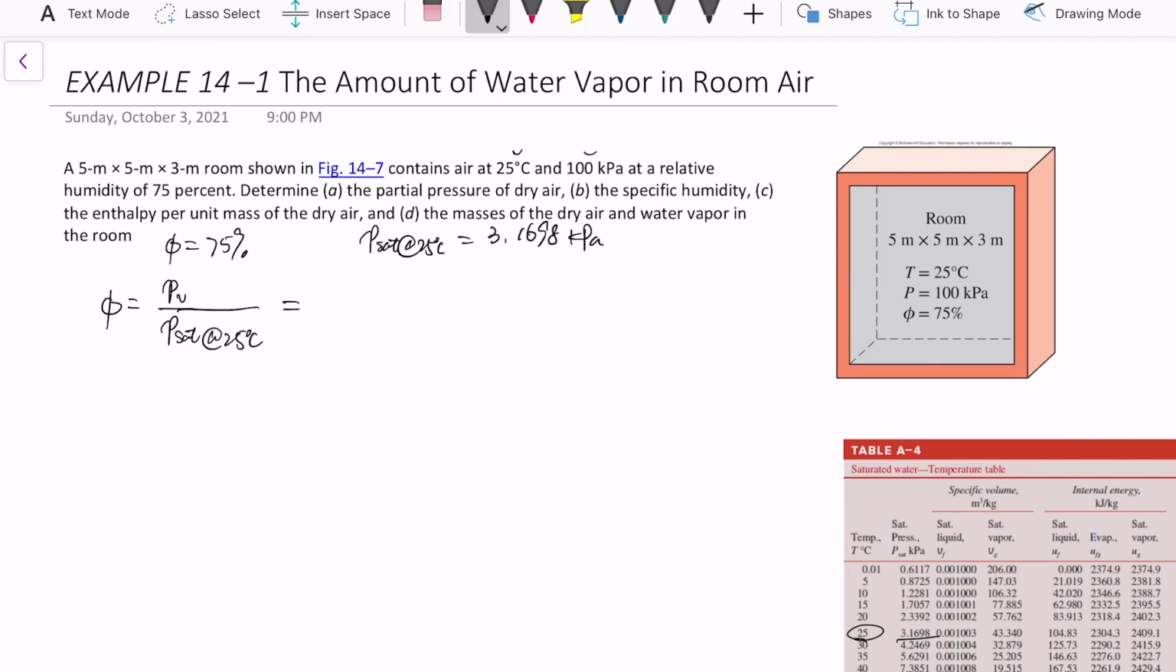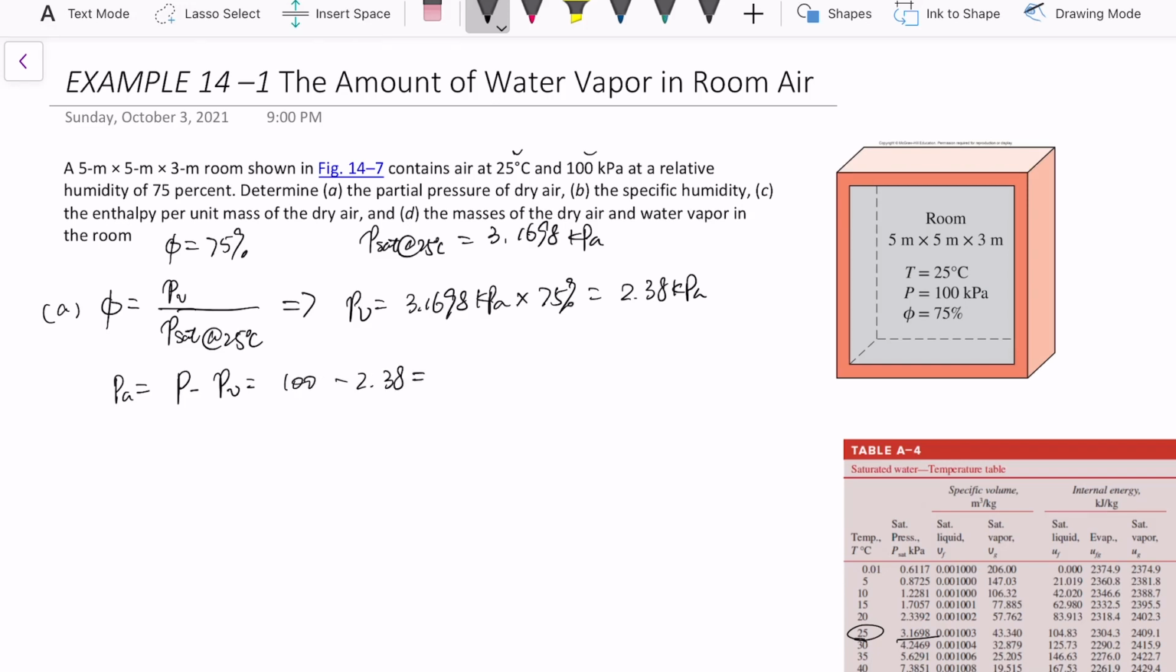So that means PV equals 3.1698 multiplied by 75%. That gives you 2.38 kilopascal. So that's the amount of vapor pressure. The air pressure is just total pressure minus vapor pressure. Total is 100 minus 2.38, which equals 97.62.